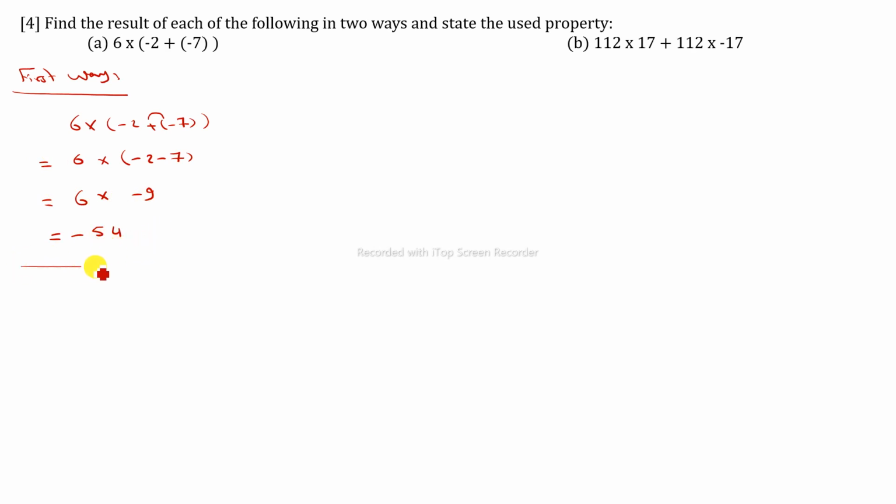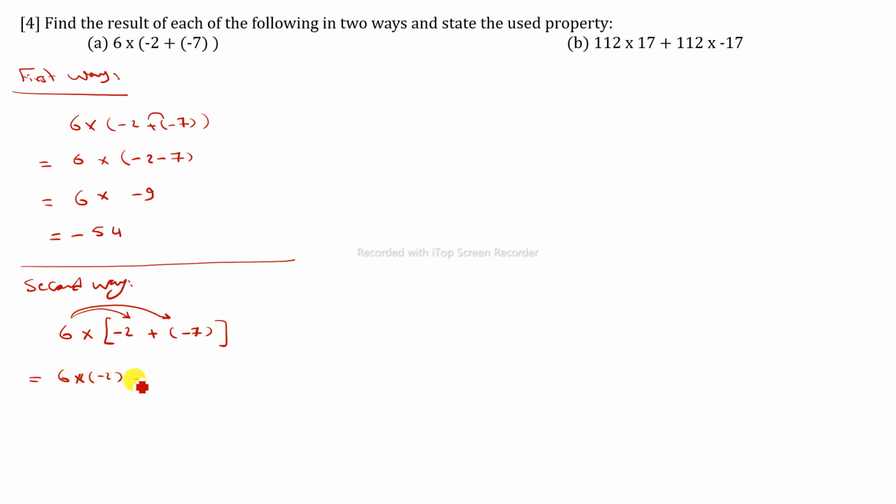تعال نشوف second method. 6 times negative 2 plus negative 7. تعال نعمل حاجة اسمها distribution property. ده times ده، بعدين ده times ده، يبقى 6 times negative 2 plus 6 times negative 7. يبقى كده عملنا distribution property.